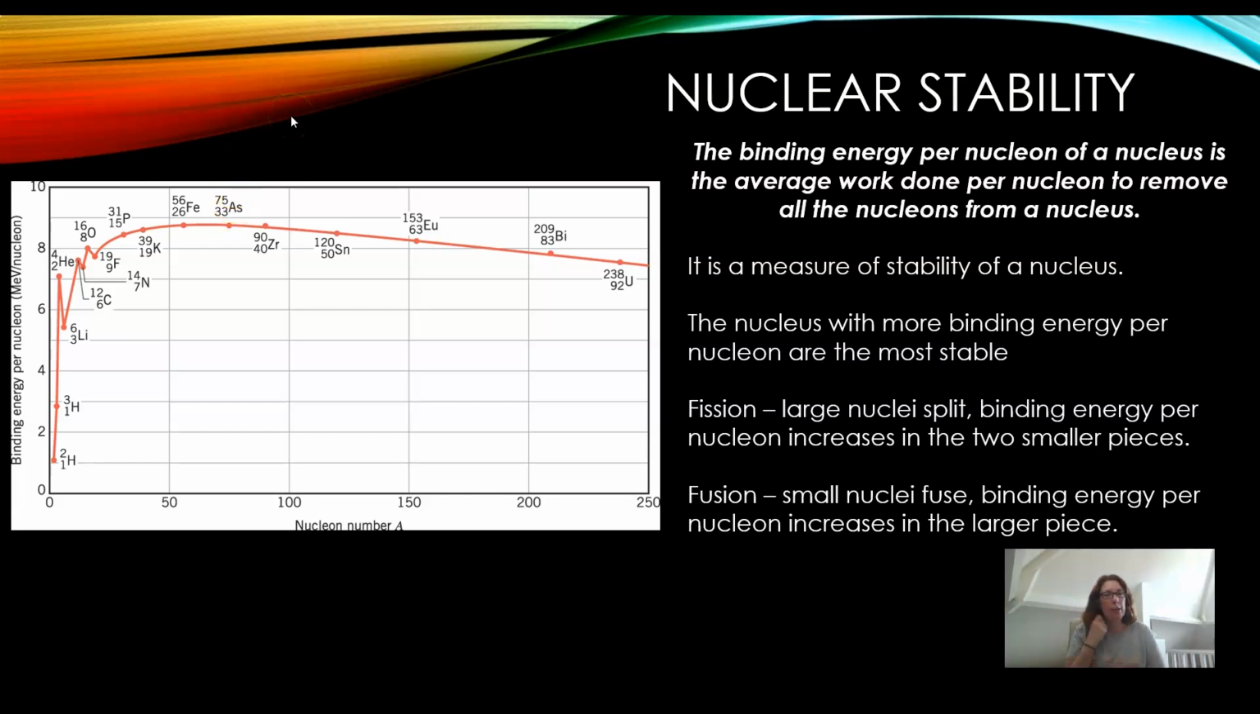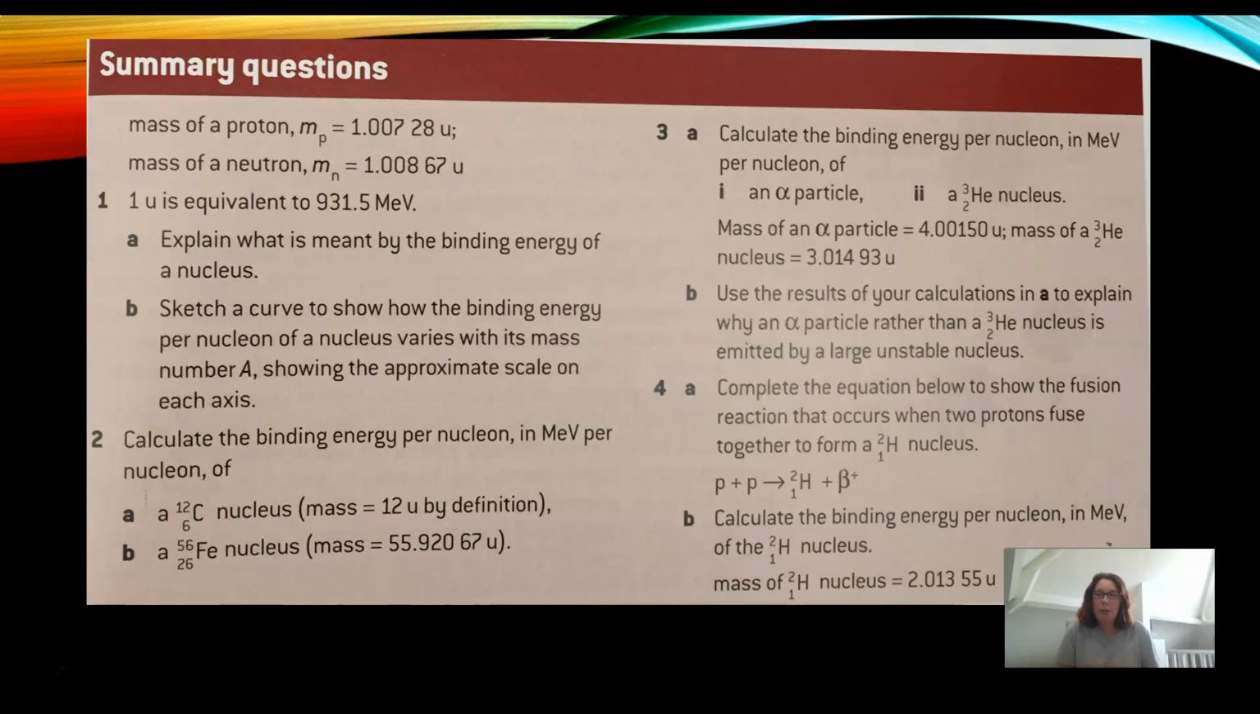If it asks you to work out the binding energy per nucleon and you've worked out the total binding energy, just look at the number at the top and divide by it, and it will tell you the binding energy per nucleon. So here are the questions on 27.2 if you don't have them in your book. Have a go at them, and again I'll make a help video for them.